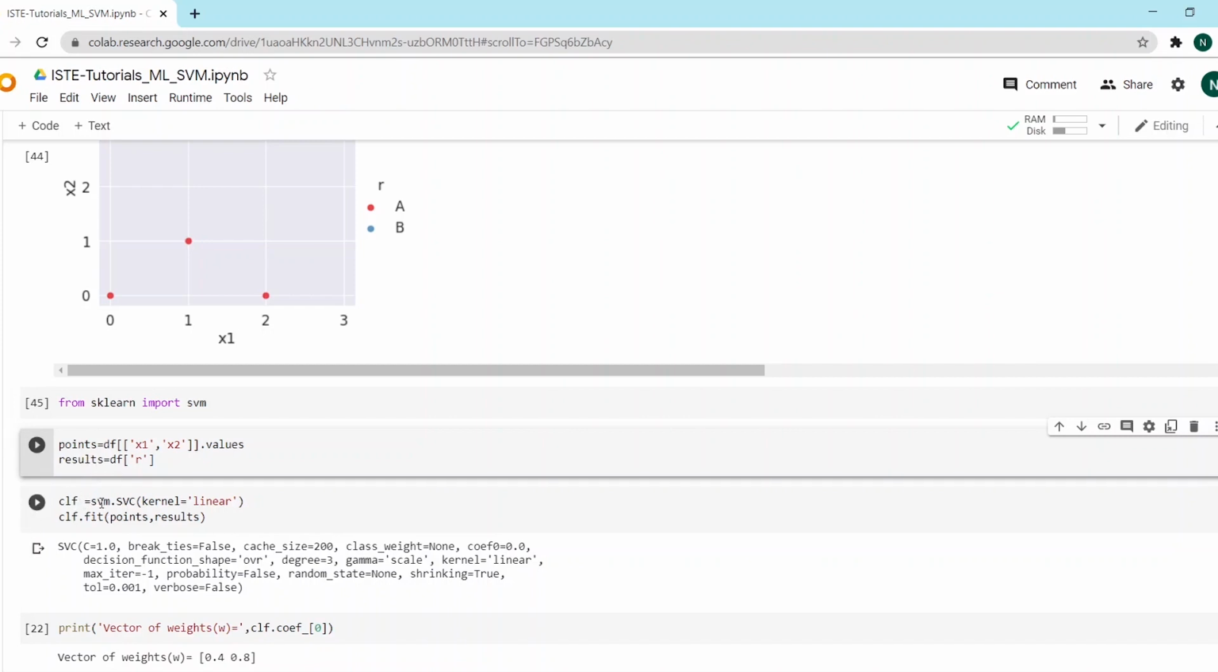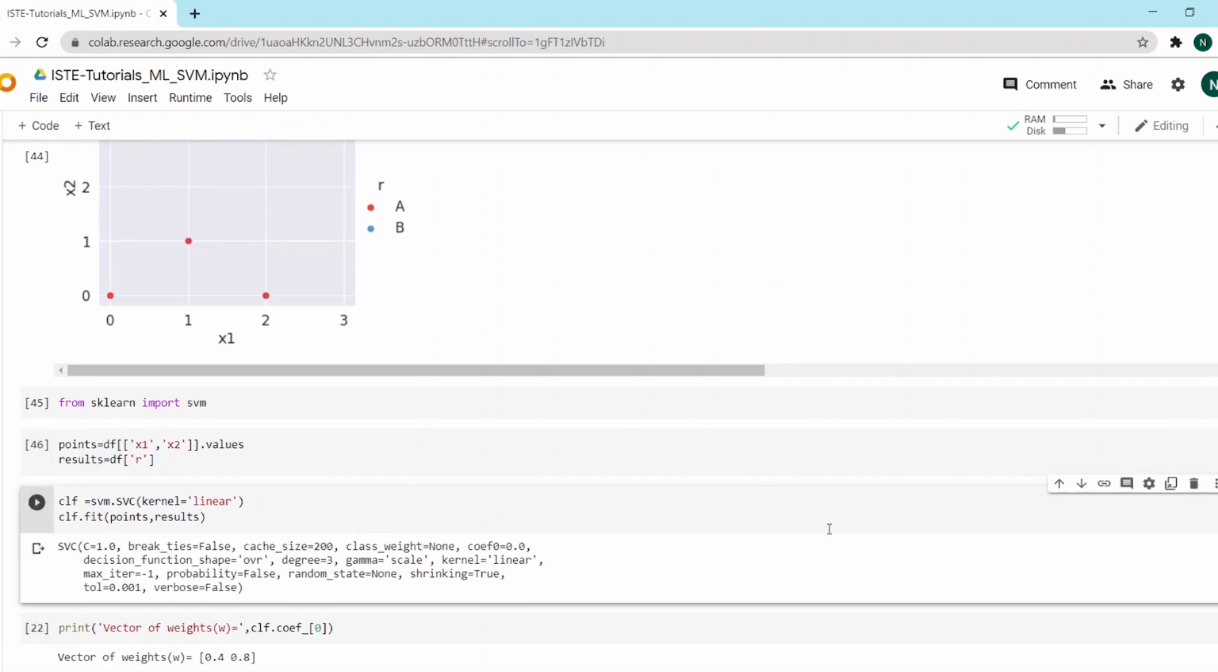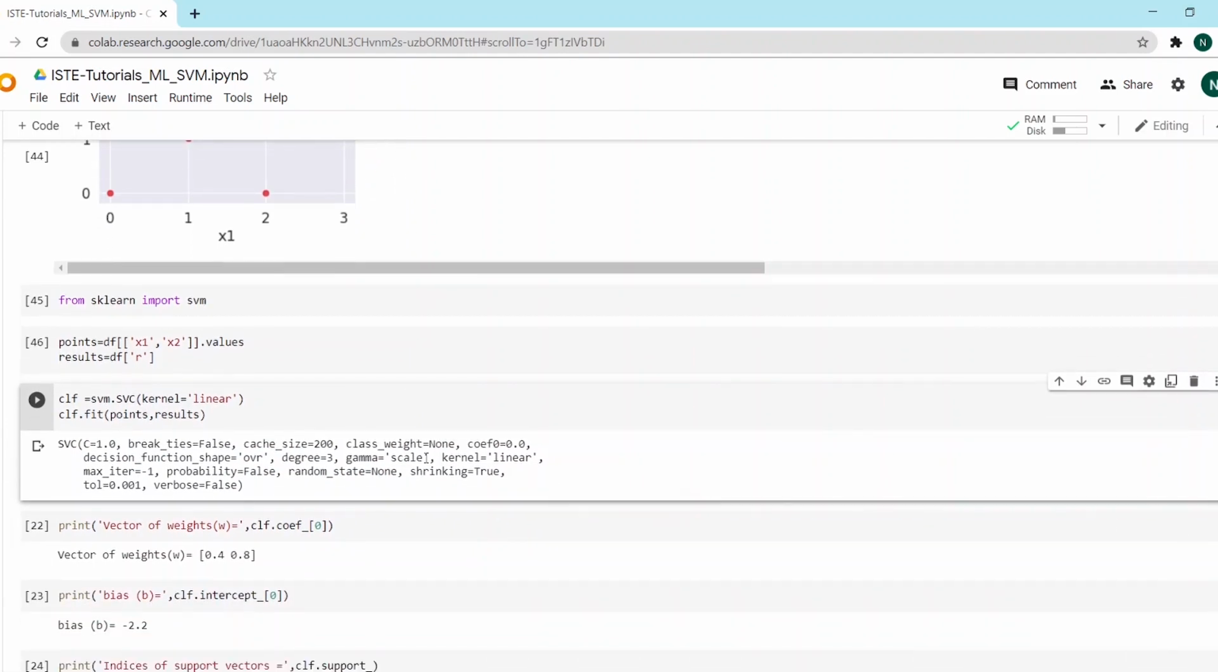Now what we do: clf is svm.SVC. clf is our model name. SVC is the support vector classifier, that is SVM for classification problems, and we have taken kernel equal to linear as this data is already linearly separable. And then we do clf.fit with the input, that is points, x1 and x2, and the results, that is the labels. So now that's training our model. Since our data was too small, only five data points, it got trained instantly.